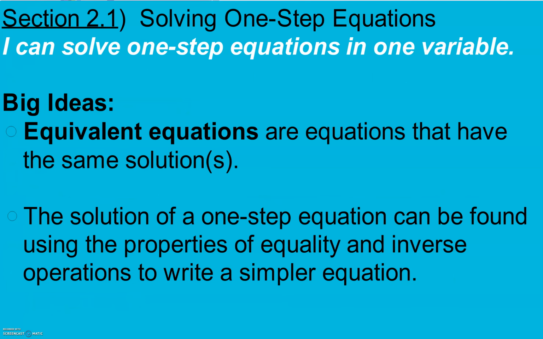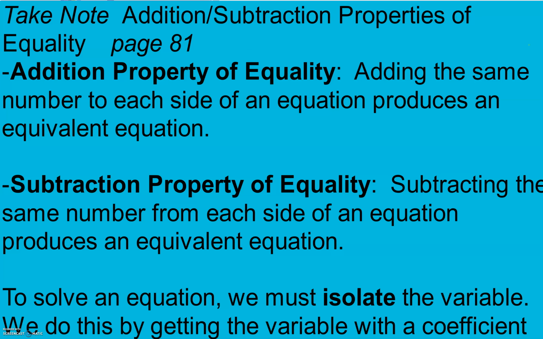Section 2.1 is solving one-step equations. I can solve one-step equations in one variable. Big ideas here: equivalent equations are equations that have the same solution. The solution of a one-step equation can be found using the properties of equality and inverse operations to write a simpler equation. Take note, addition and subtraction properties of equality on page 81.